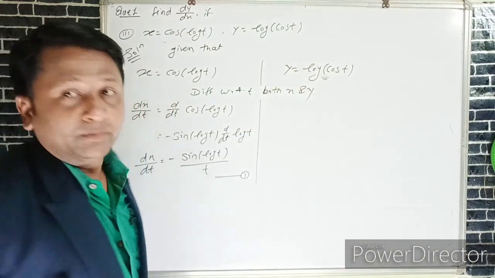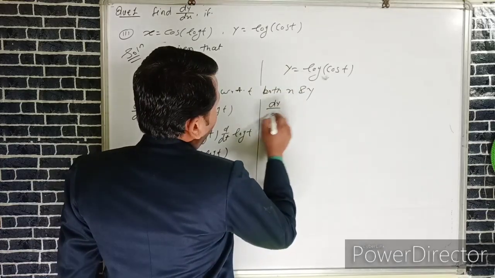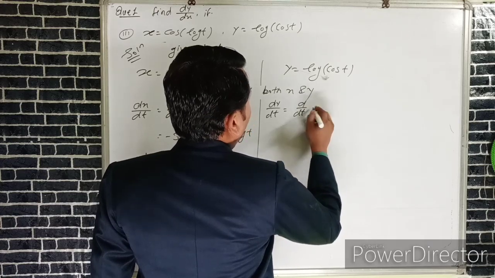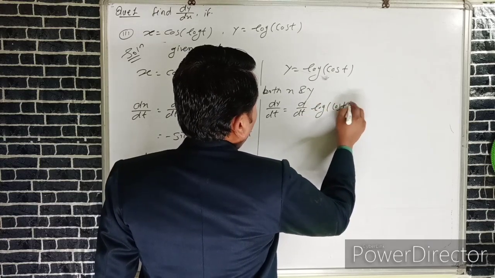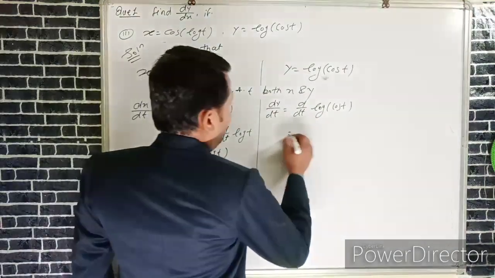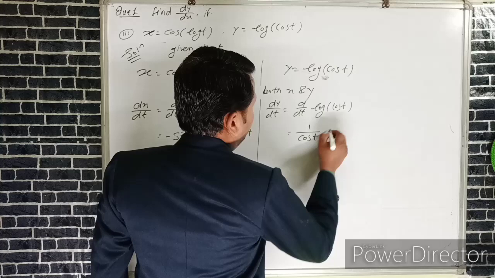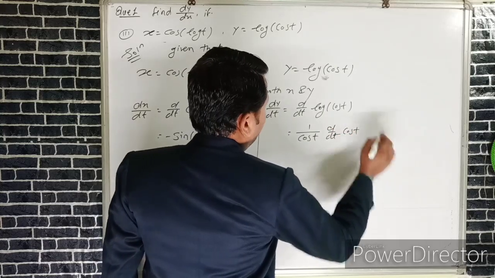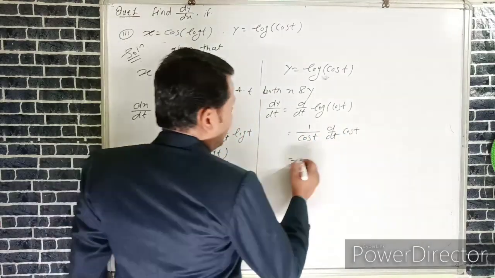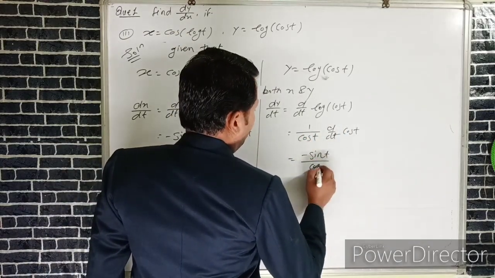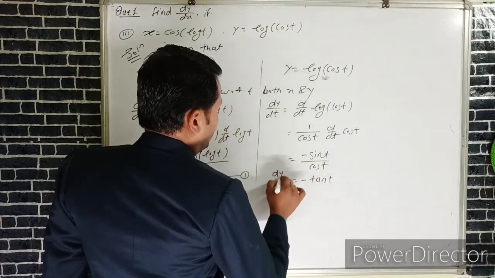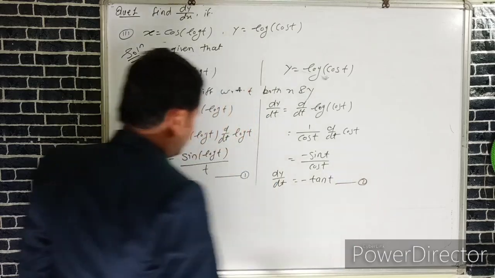After that, if we differentiate with respect to t, we get dy upon dt, the derivative of log of cos of t. The derivative of log gives 1 upon cos t, and we take again a derivative of cos t. We know that the derivative of cos is minus sin, hence we can write minus sin t upon cos t. We can write it as minus tan t, which is the value of dy by dt, equation number 2.